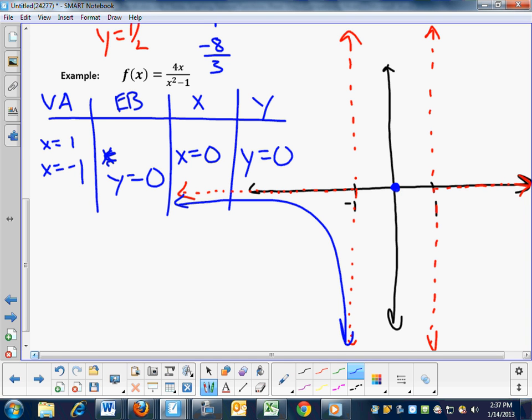Let's go over to the other side on the right. What's a point to the right of positive 1 I could plug in? I could plug in 2. And if I plug in 2, I get positive 8 over 3. So it could be in the top or the bottom? Top. Now the question is, what happens in the middle?